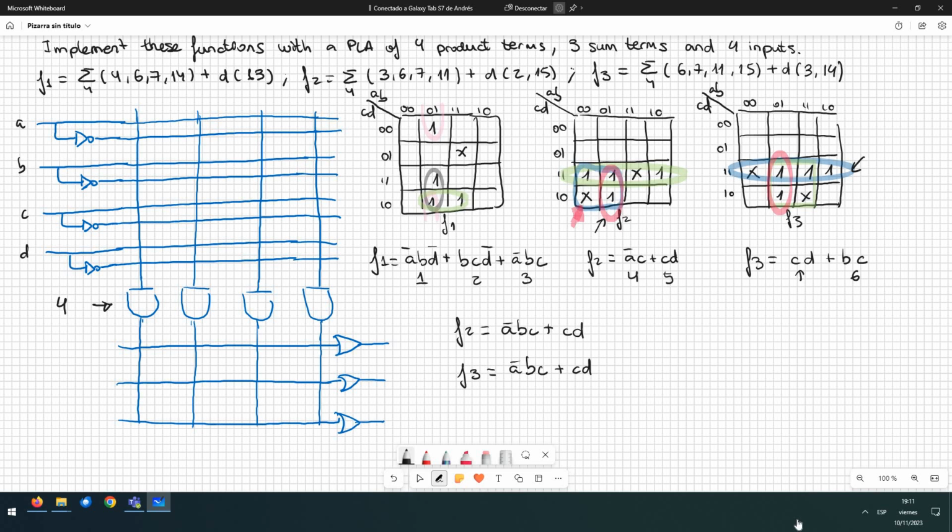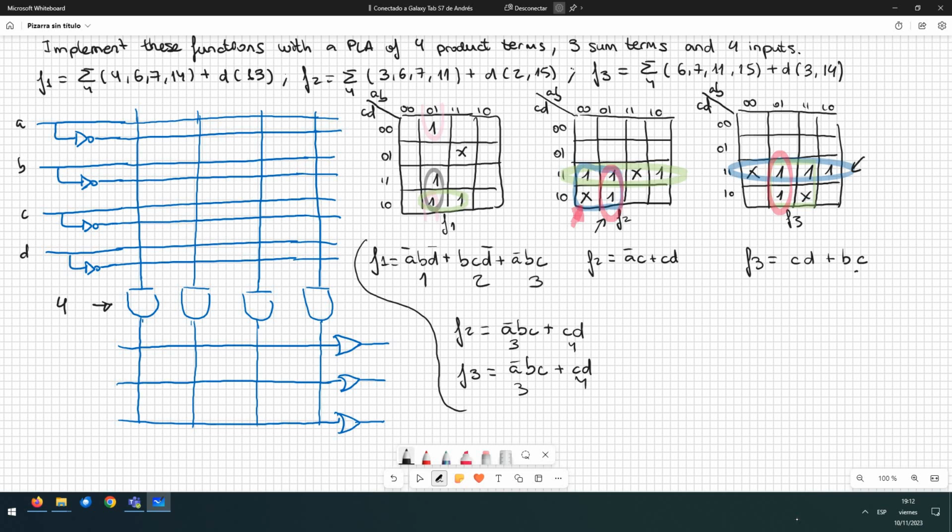And how many product terms do we have now, considering this new version of F1, F2, and F3? We have 1, 2, 3. This is repeated, it's the same as 3, and this is repeated, so this is 4. So now we have 4 product terms, and we can use the PLA to build these functions.